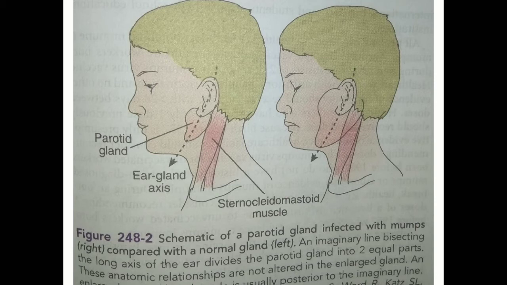And you have to view the face from the front side. You can see the lifting of the ear lobe. That is the sign for parotid enlargement. That is how we can diagnose parotid enlargement. So parotitis is very important.